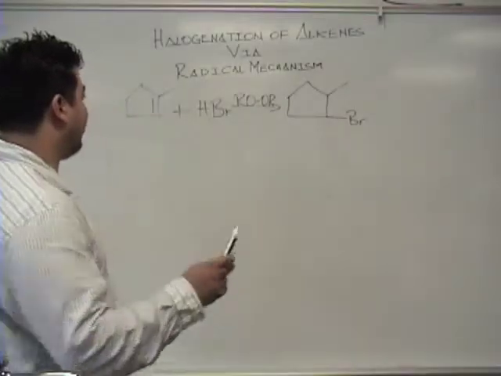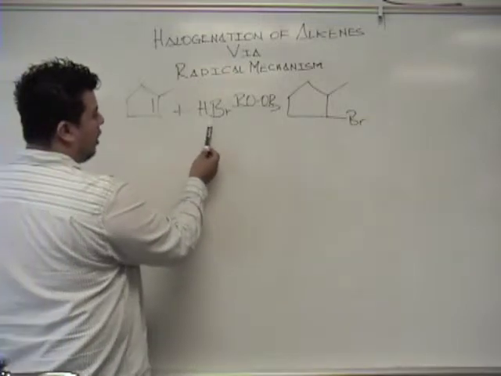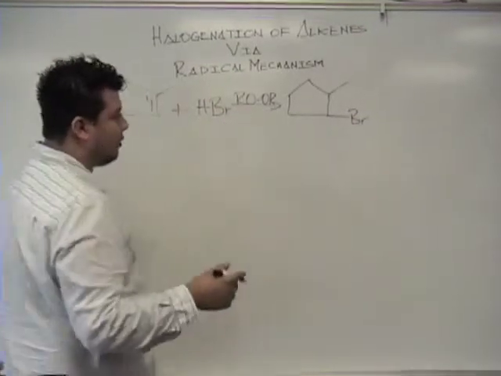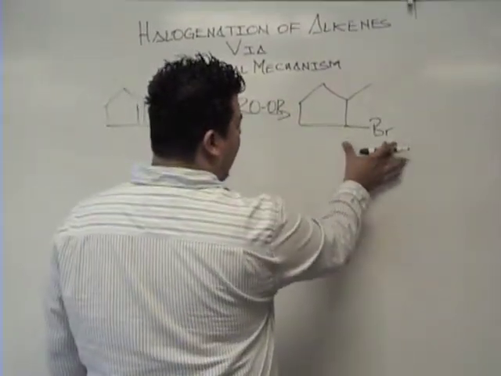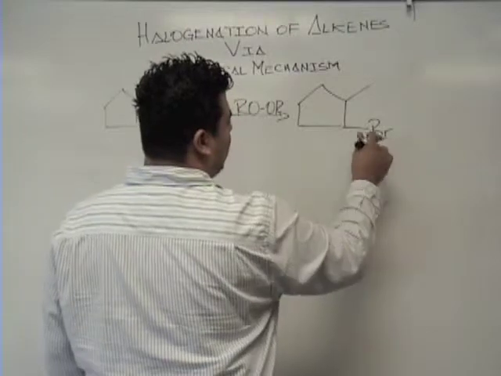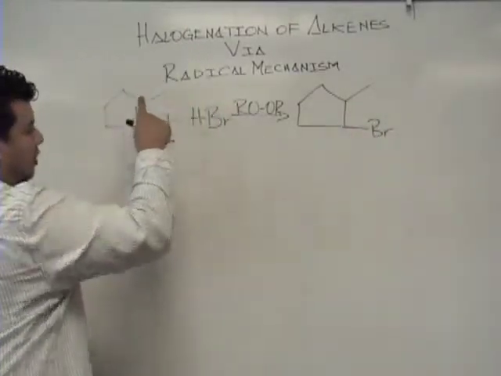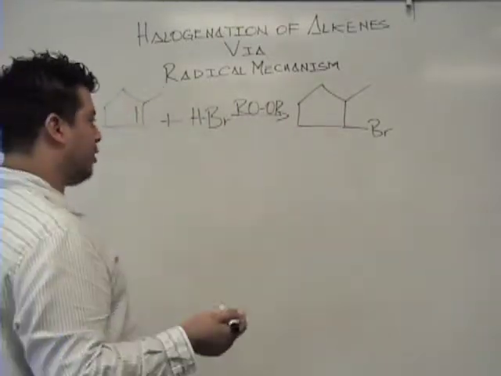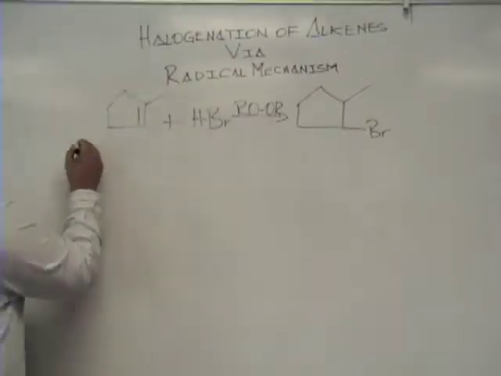Okay, so an example of this, we have our alkene right here, the functional group. We have HBr, and we have our peroxide. We know that this will be an anti-Markovnikov addition, so we'll have the Br on the carbon that doesn't have the tertiary position, the one with the most hydrogens. So the way we're going to do this is initiation.